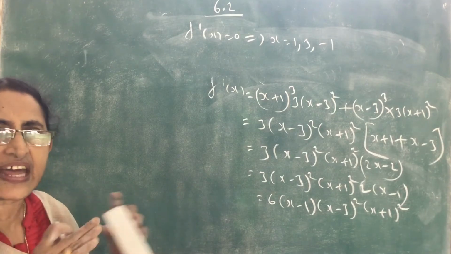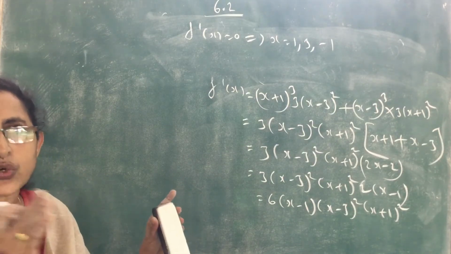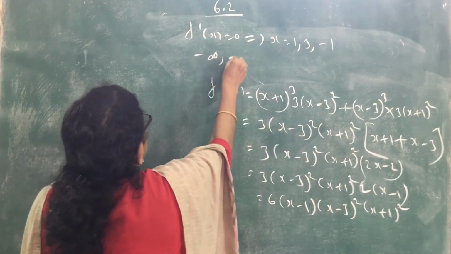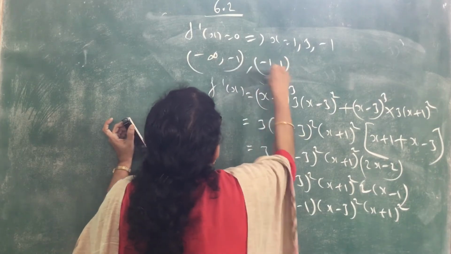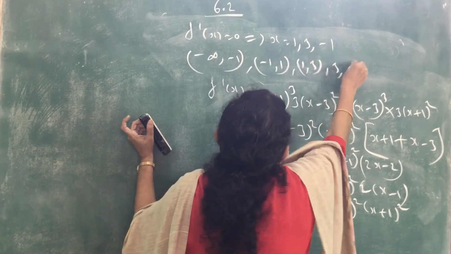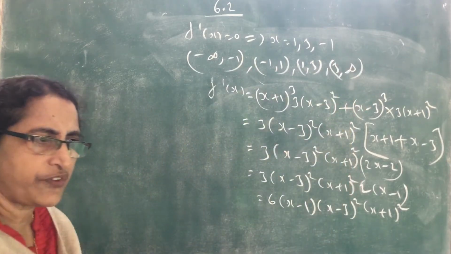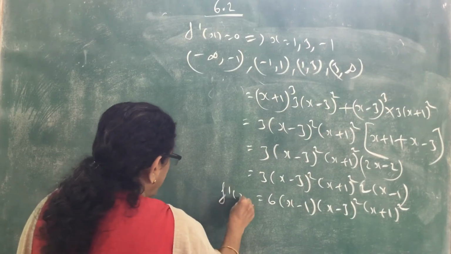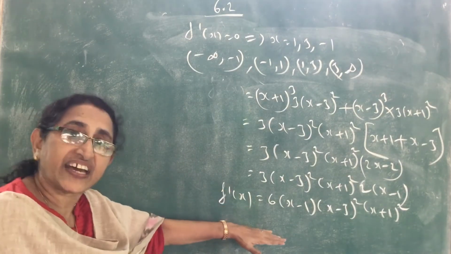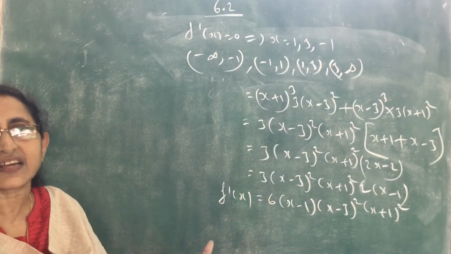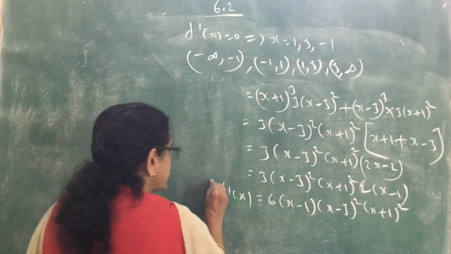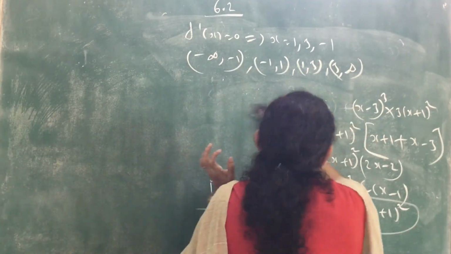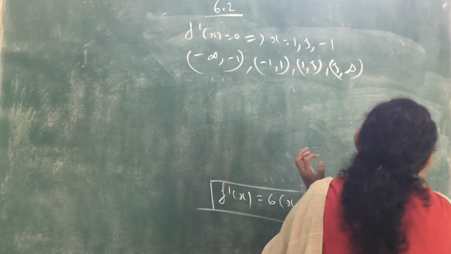Now we can consider the intervals. Split the set of real numbers into different intervals, in increasing order. So negative infinity to negative 1, then negative 1 to 1, then 1 to 3, then 3 to infinity. So these intervals we have to consider, and we have to check in each interval whether the function is increasing or decreasing. We have to substitute the value of x in the derivative f'(x) to find out whether the function is strictly increasing or strictly decreasing.